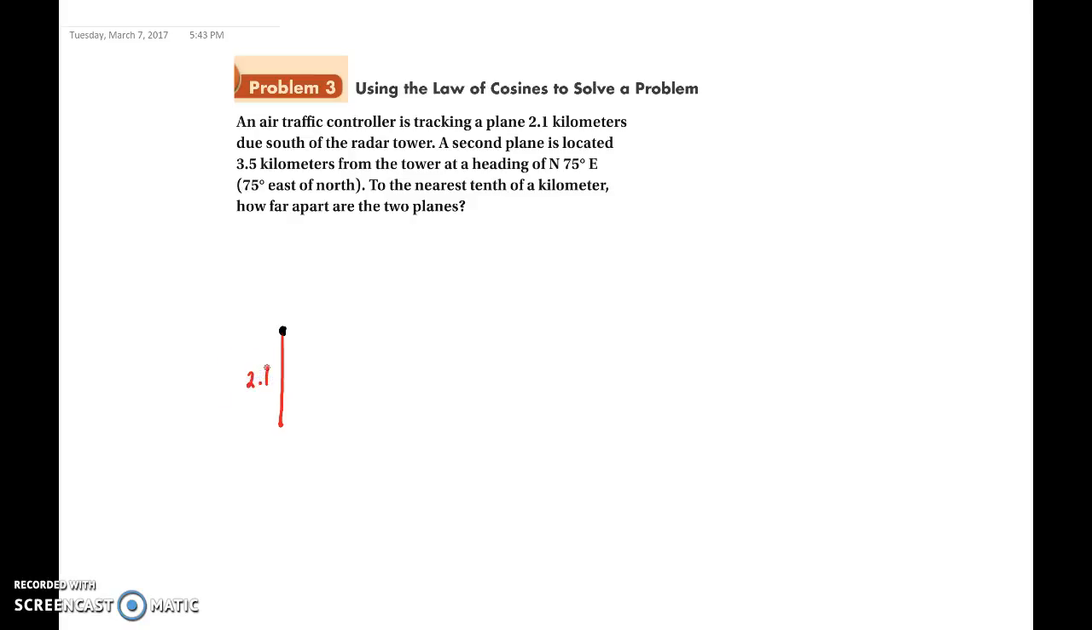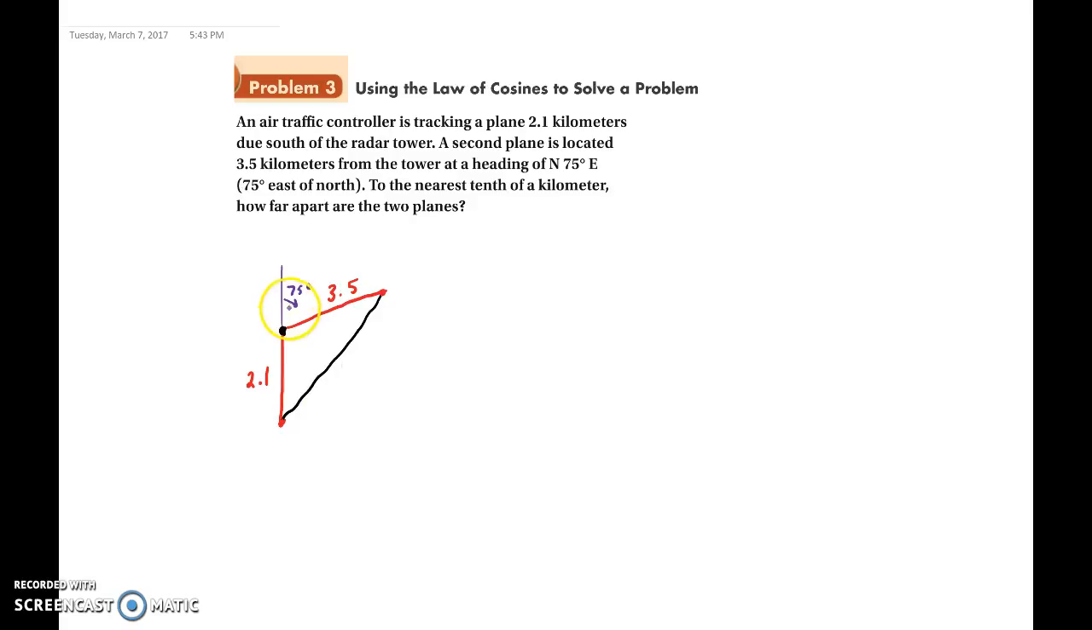A second plane is located 3.5 kilometers from the tower at a heading of north 75 degrees east. So that means if we were to continue going north on this tower, we turned 75 degrees to get to this new plane. So here, the other plane is 3.5 kilometers away. And it says, to the nearest tenth of a kilometer, how far apart are the two planes? So what's the distance between these two planes?